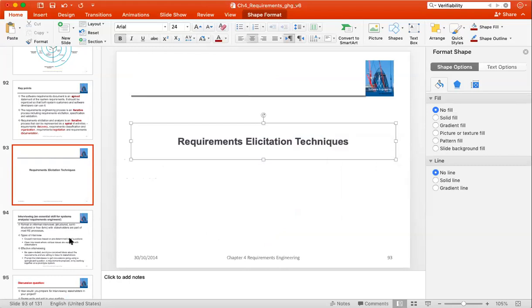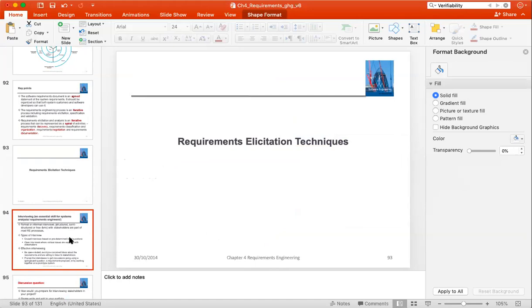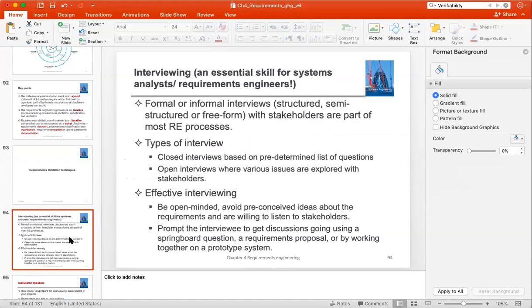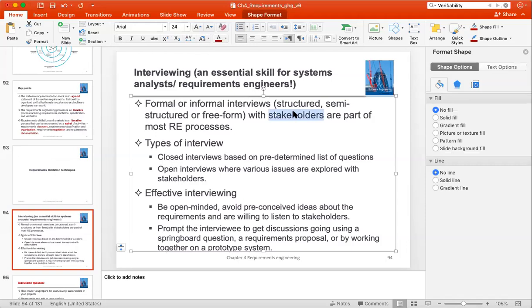Now, we mentioned interviewing as one of them, remember? It's really essential that you're a good interviewer. I suspect most of you have done that before. But normally we need to interview a number of stakeholders. So users, managers, maybe clients, sponsors. And there are many types of interviews. You can actually find whole books on interviews and how to prepare for them. They could be formal or informal. They could be structured, semi-structured, free form or unstructured interviews with a variety of stakeholders who are involved in the requirements engineering process.